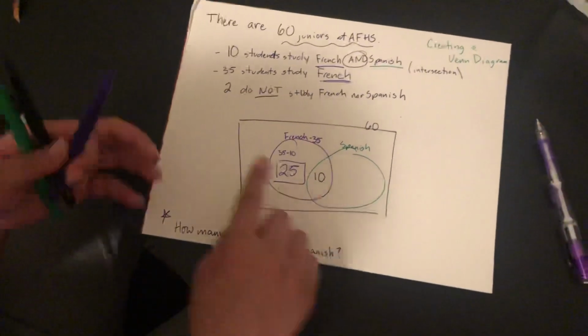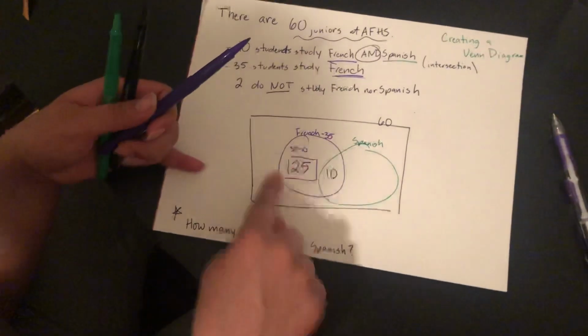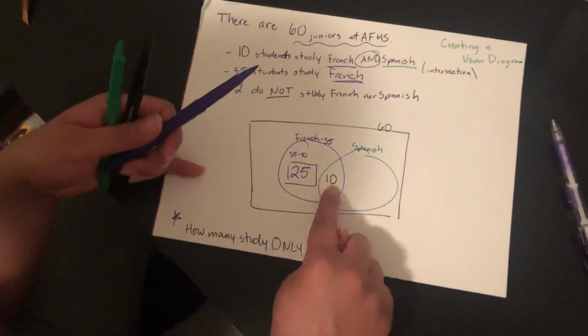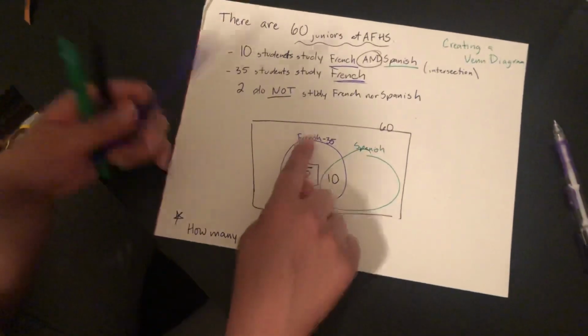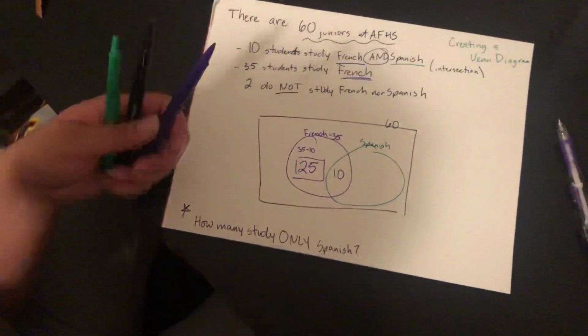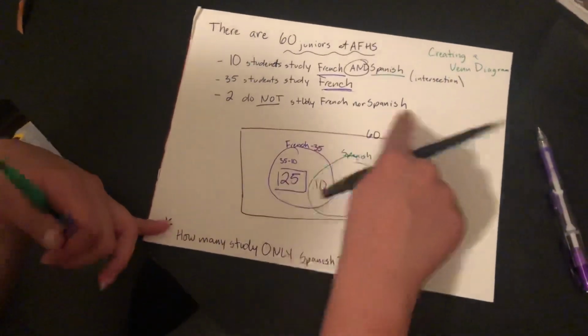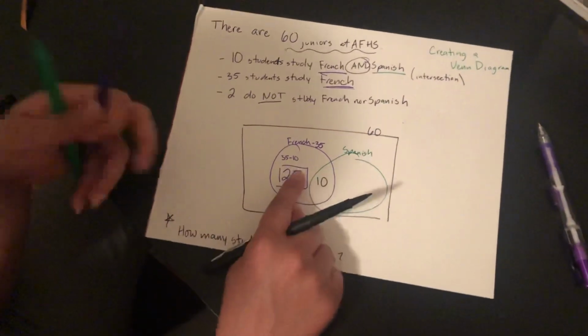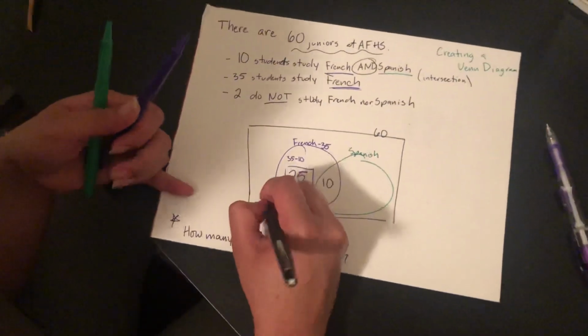But again, what happened was 35 study French. That means this entire circle represents 35. We already counted 10 of them. So 35 minus 10, 25 only study French. All right. The other piece of information we have is that 2 do not study French nor Spanish. So I can't put them in the French bubble. I can't put them in the Spanish bubble, which means they have to just go out here on that rectangle.